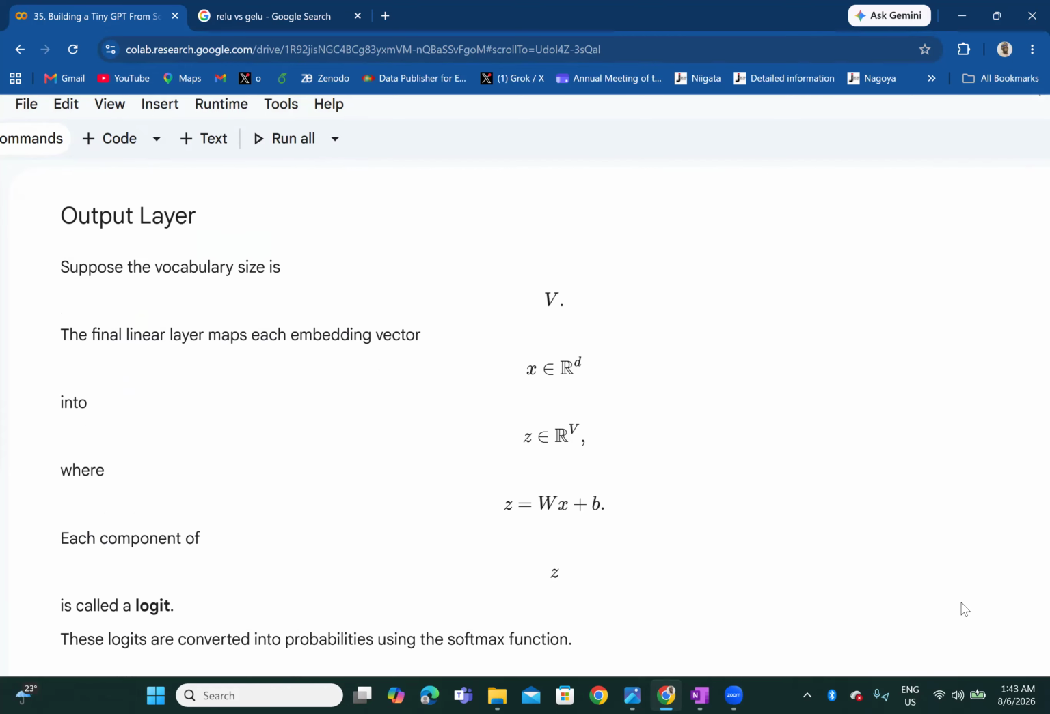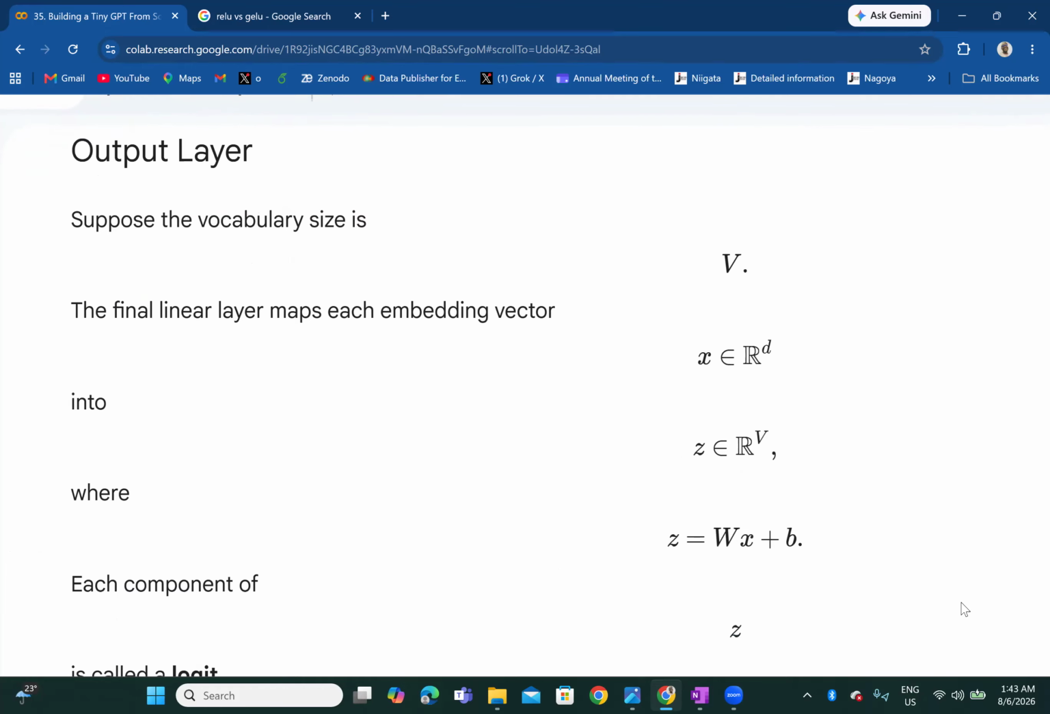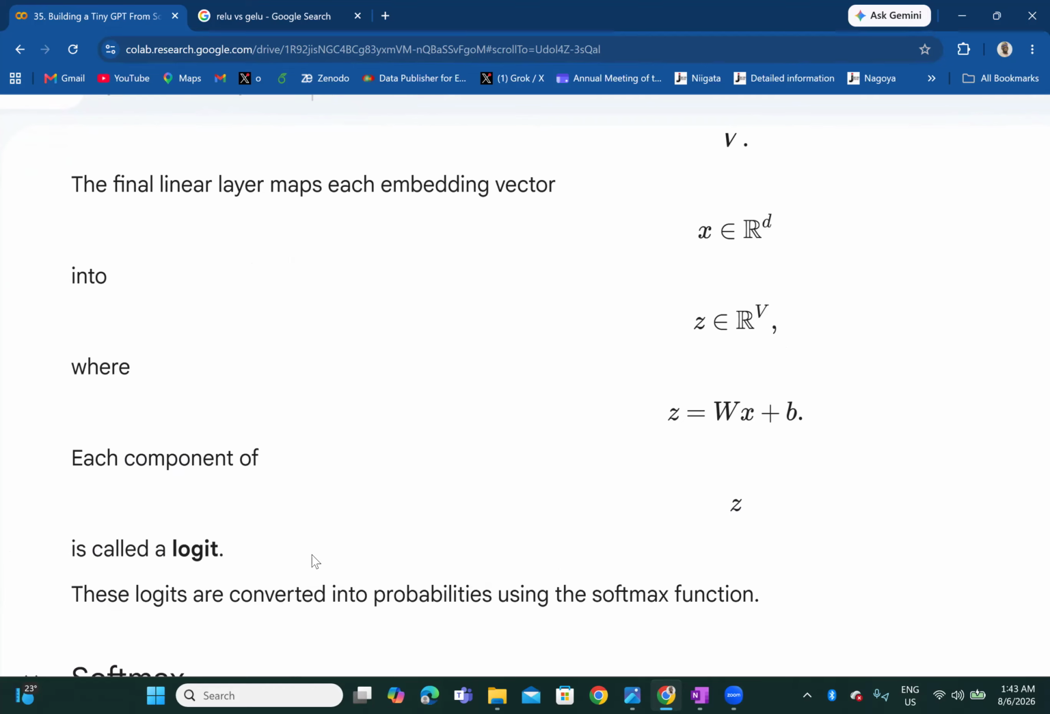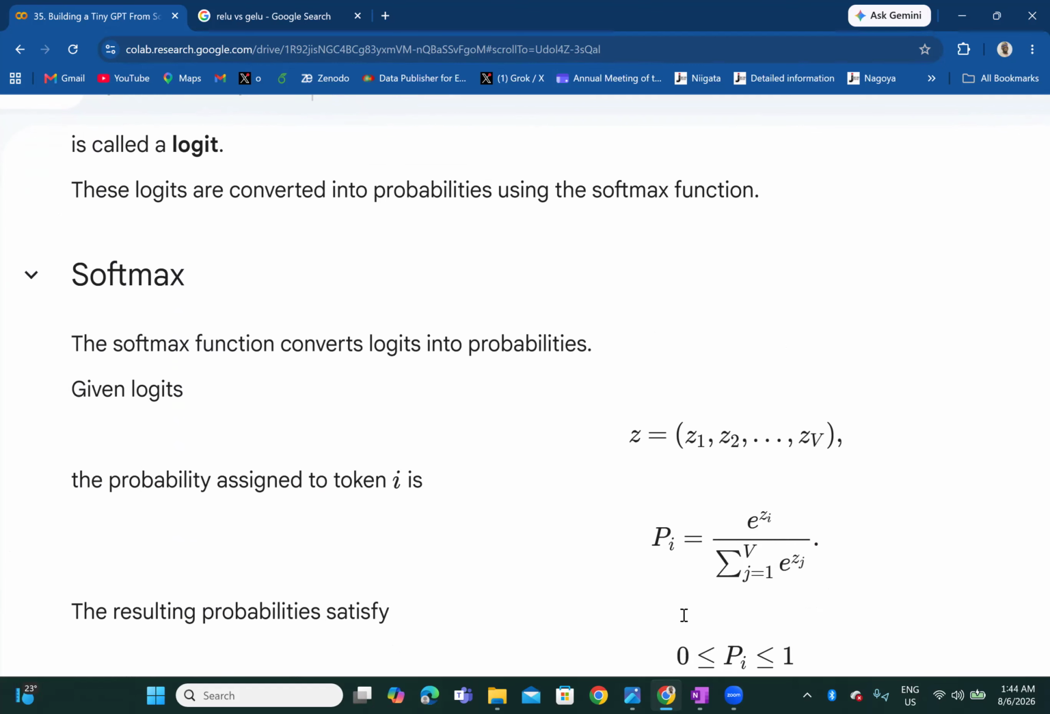Talking about the output layer now, suppose the vocabulary size is V. The final linear layer maps each embedding vector x in the D-dimensional real number space into z belonging to R^V, where z is Wx plus b. Each component of z is called a logit. These logits are converted into probabilities using the softmax function, which we've seen a couple of times.